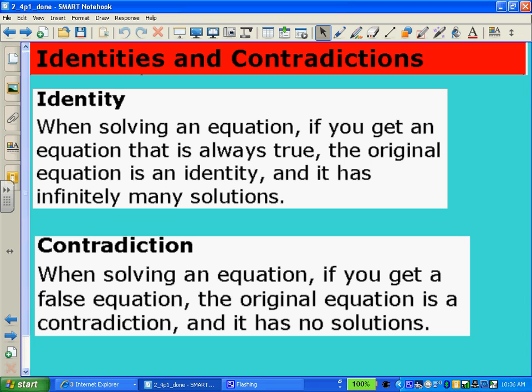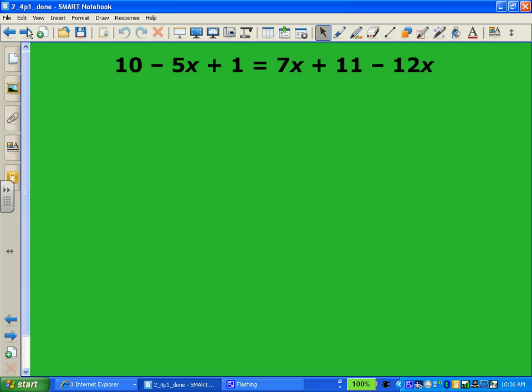So I'm going to show you what it looks like when we have identities and contradictions. They'll look just like any other equation. It doesn't have a big flashing sign that says, hey, I'm an identity. It looks just like an equation that you run into. So you start to solve it just like any other equation.